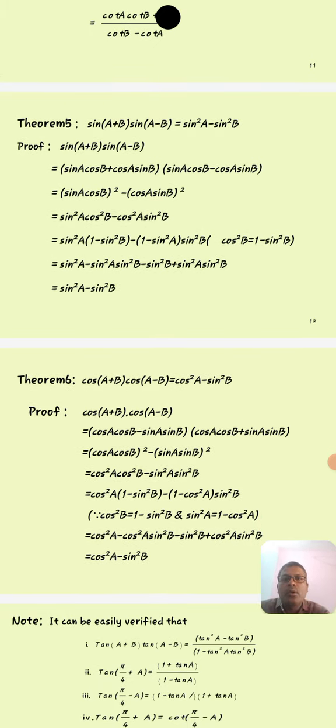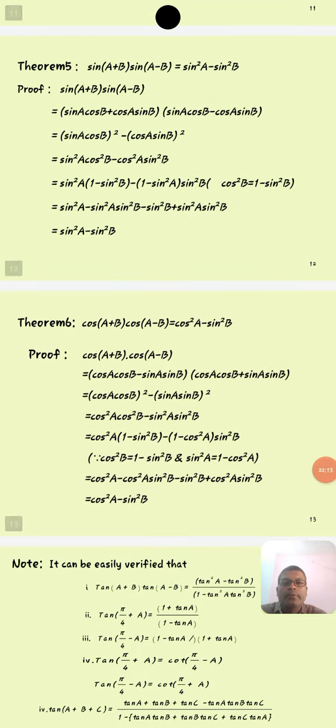So what is the formula of sine of a plus b into sine of a minus b? Sin square a minus sin square b. Okay, the same way, the continuous part, theorem 6: cos of a plus b into cos of a minus b is equal to cos square a minus sin square b. This is also an important formula, you have to remember. Cos of a plus b into cos of a minus b is equal to cos square a minus sin square b.